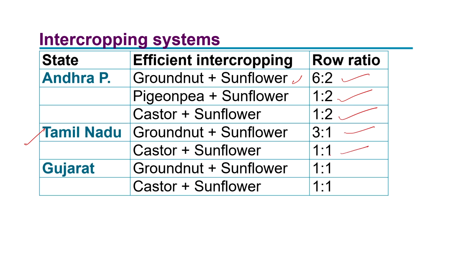So these ratios indicate the number of rows of each crop. For example, castor plus sunflower means 1 row of castor and then 1 row of sunflower, and this is followed again and again. For Gujarat, groundnut plus sunflower, 1:1, and castor plus sunflower, 1:1. So these are the ratios for intercropping systems.